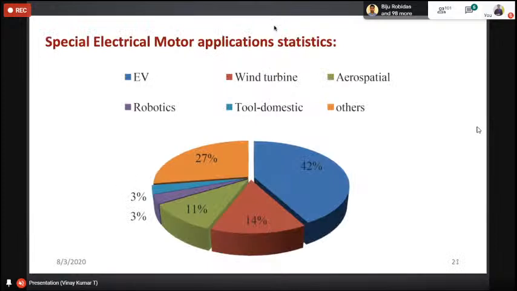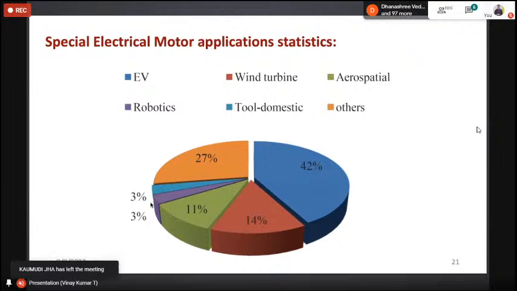So come to statistics. By using this diagram, we can understand the applications of special electric motors, especially in electric vehicles. Here, 42% are using special motors. 42% of motors are special electric motors. Next, electric motors in wind applications, 14%. 11% in aerospace they are using special electric motors.